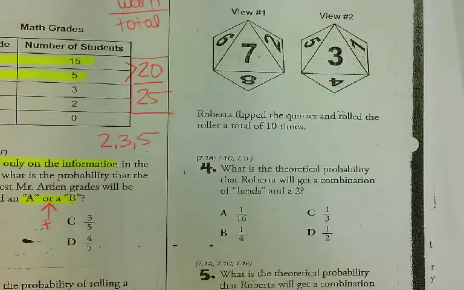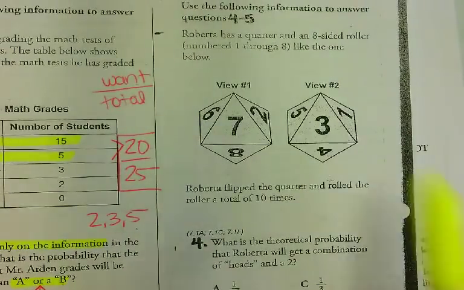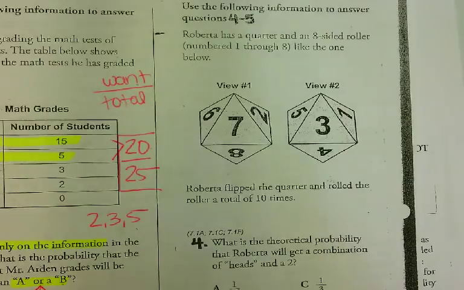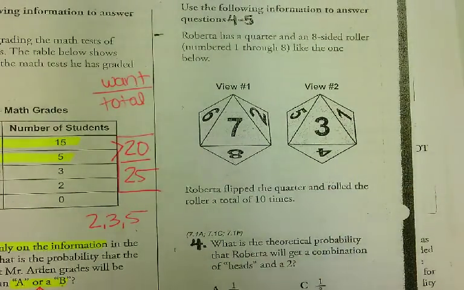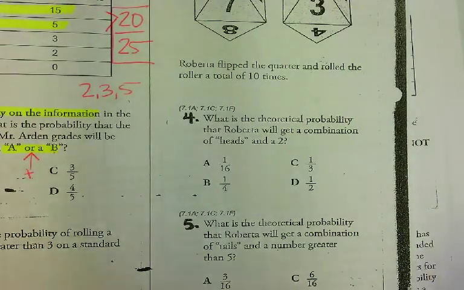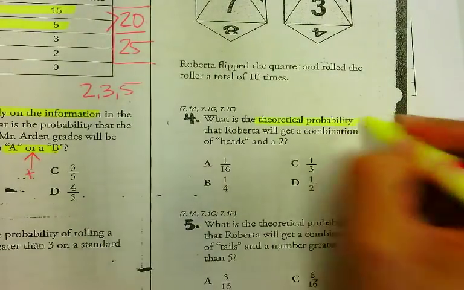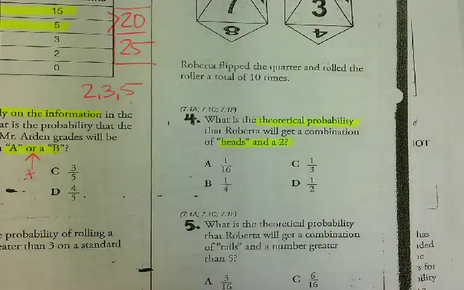Over here for number 4, we have this guy who has this dice. It's an 8-sided dice, okay? It's not a normal one, and it's numbered 1 through 8. So instead of 1 through 6, this one's 1 through 8. It wants to know the theoretical probability that he is going to get a heads or a 2.